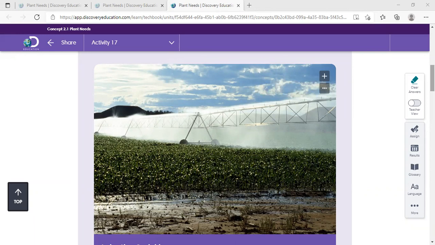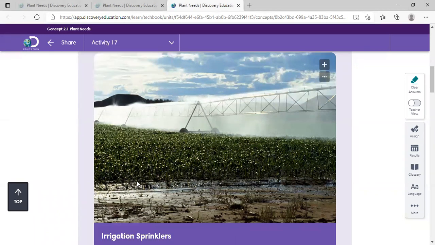So, yes. You can see now these are the irrigation sprinklers, the ones that spray the water over a large area. Do you see what is the advantage of this irrigation sprinklers, for example? The fruit or the crops will get bigger. Okay, and what are the disadvantages?